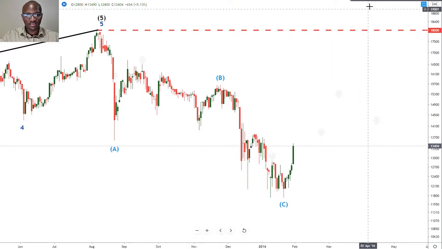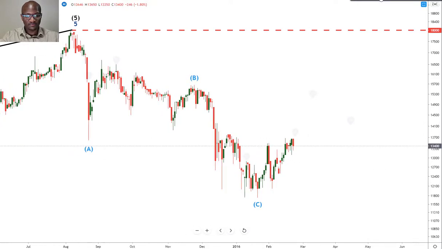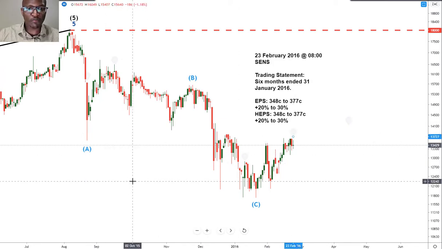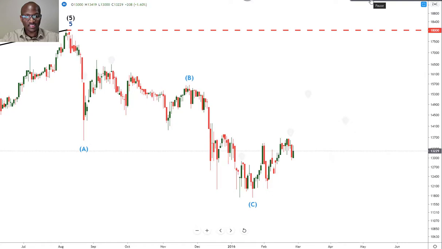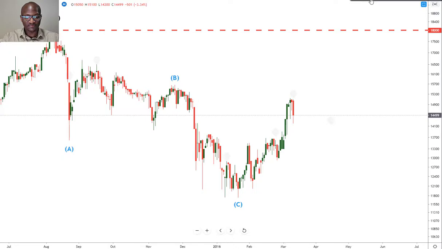And as we move forward, on this day, 23rd of February 2016, trading statement for the 6 months ending January 2016, earnings per share again up 20 to 30%, headline earnings up 20 to 30%. So again, fundamentals still looking great for EOH, and the market starts to recover somewhat.